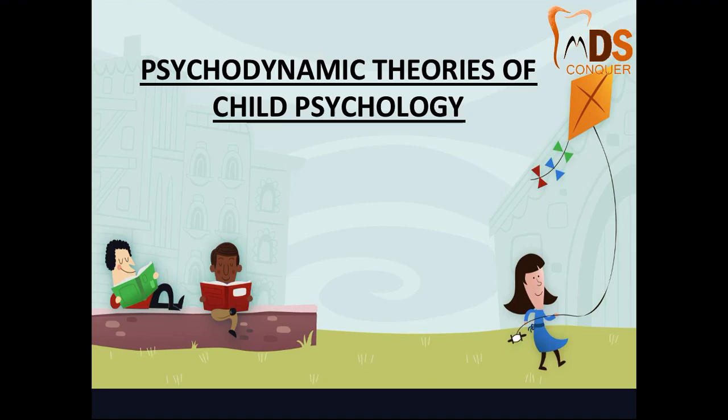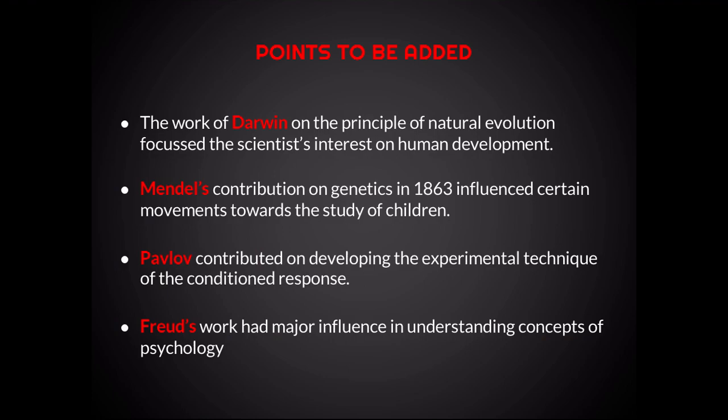So to start with, some points to be remembered. The work of Darwin on the principle of natural evolution focused the scientists' interest on human development. Mendel's contribution on genetics in 1863 influenced certain movements towards the study of children. Pavlov contributed on developing the experimental technique of the conditioned response. Freud's work had major influence in understanding concepts of psychology. Scientists are basically more important from the PGI point of view. In these papers they concentrate more on scientists.